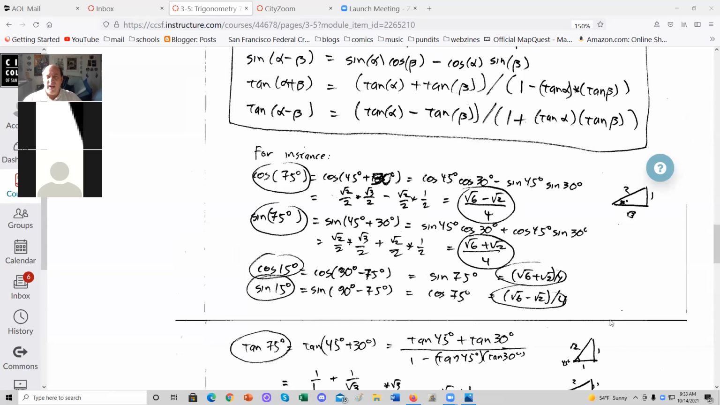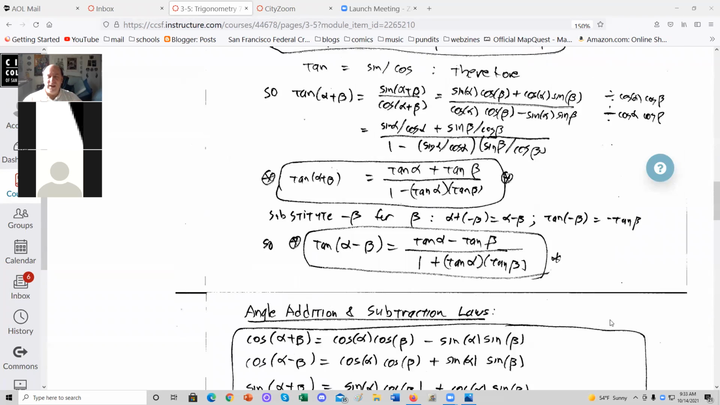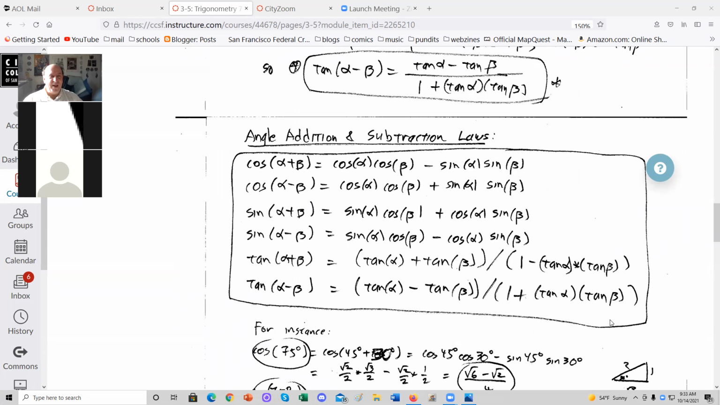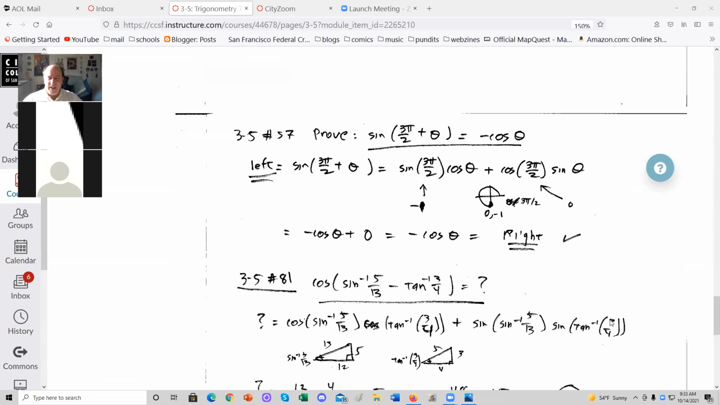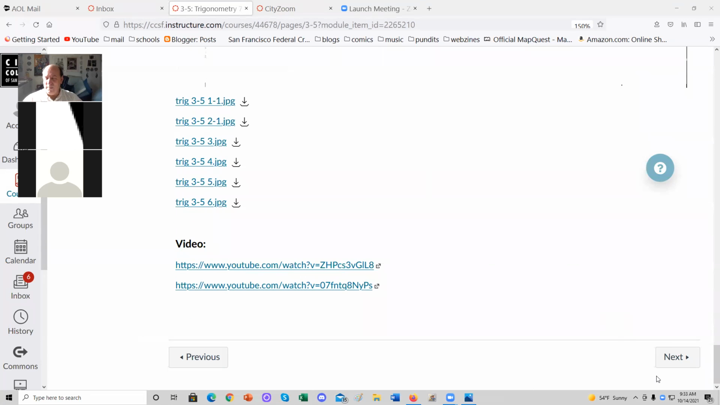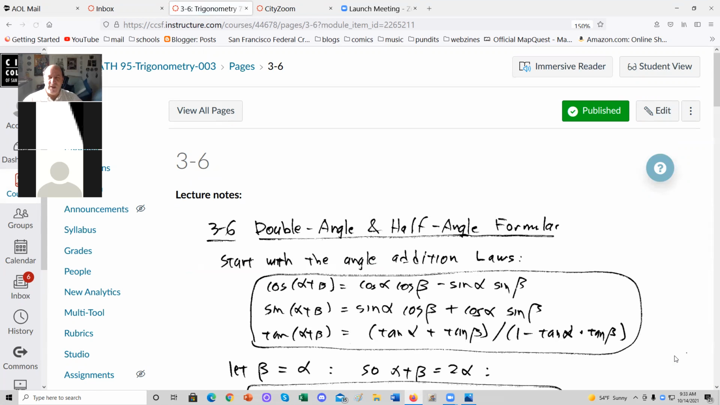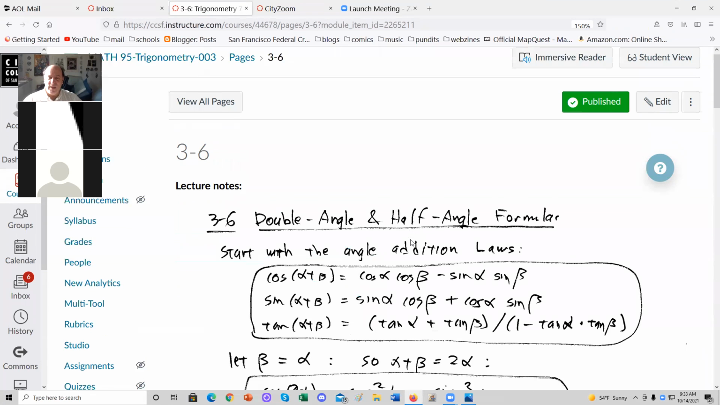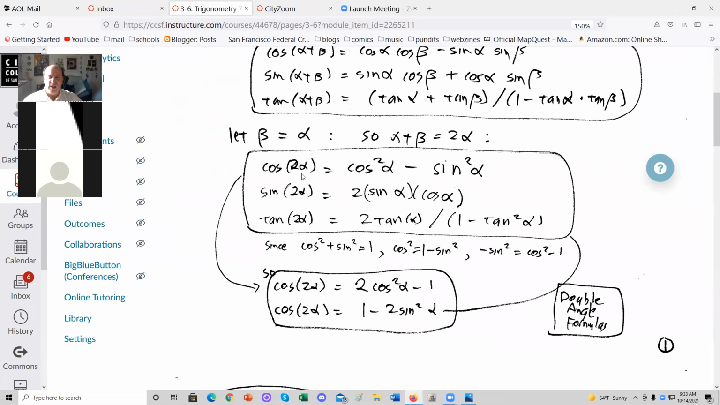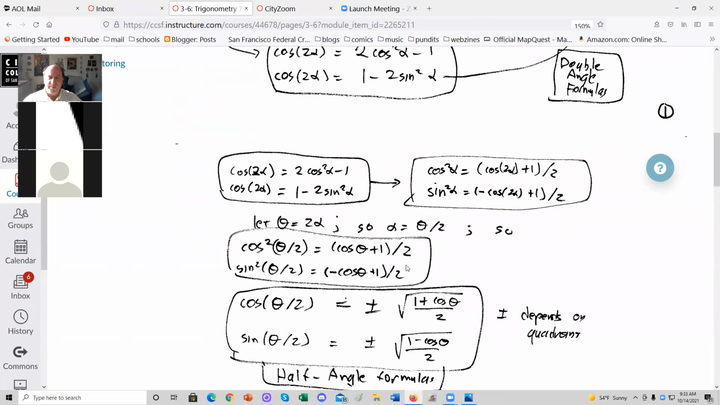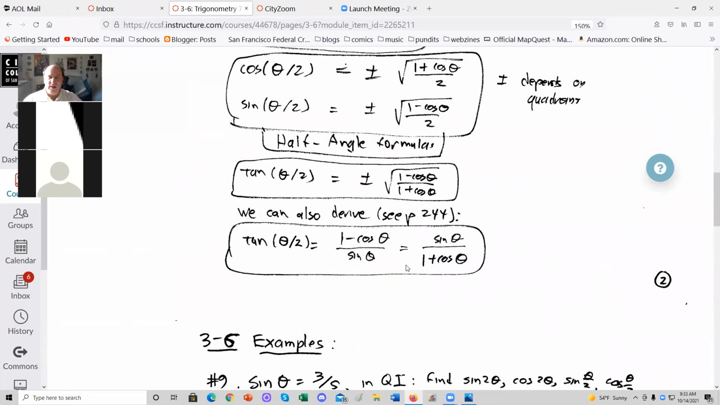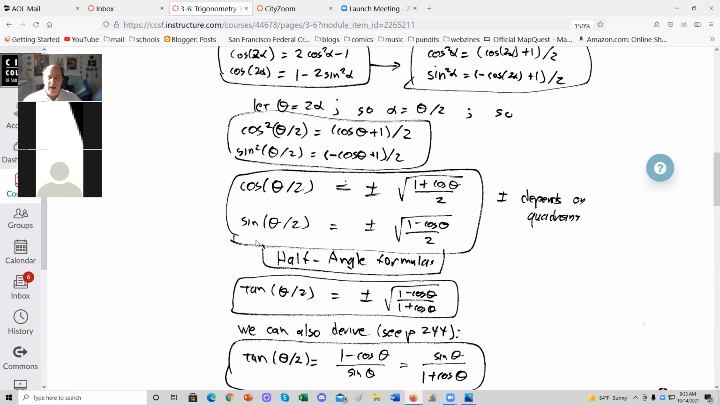Okay. All right, so these are, like I said, pretty heavy. They're pretty beefy, but I find them savory. And next time, that's Tuesday, we'll get into something derived from those formulas, the double angle and half angle formulas, where we're trying to find cosine, sine, and tangent of twice an angle. And later, cosine, sine, and tangent of half an angle.